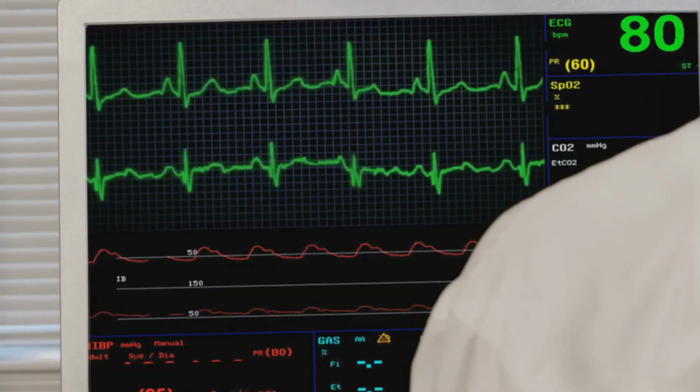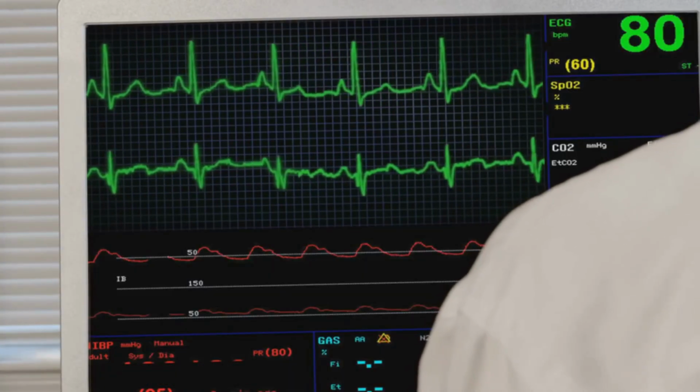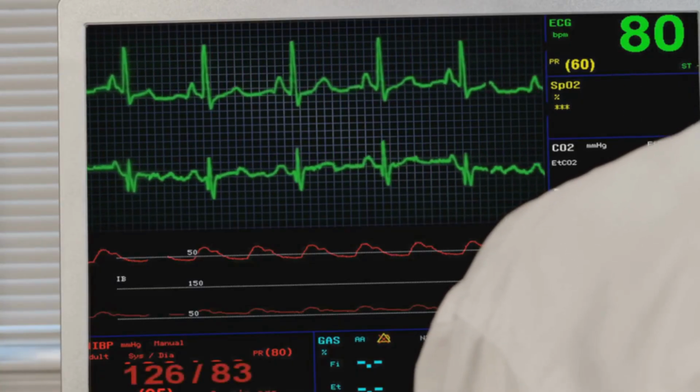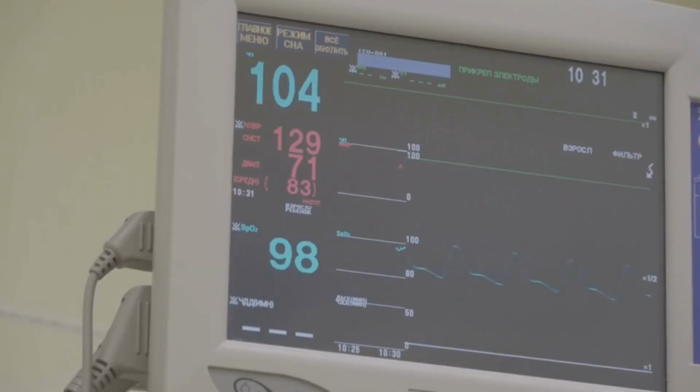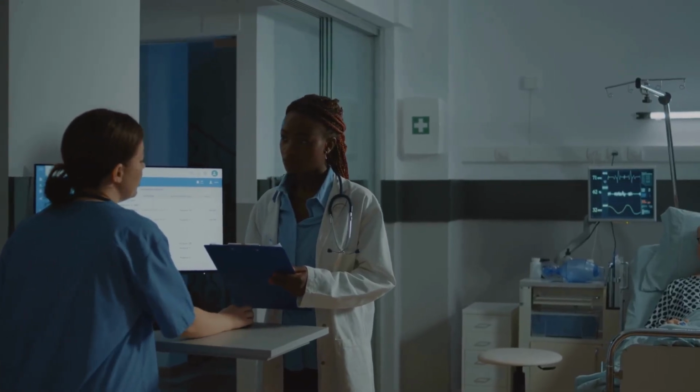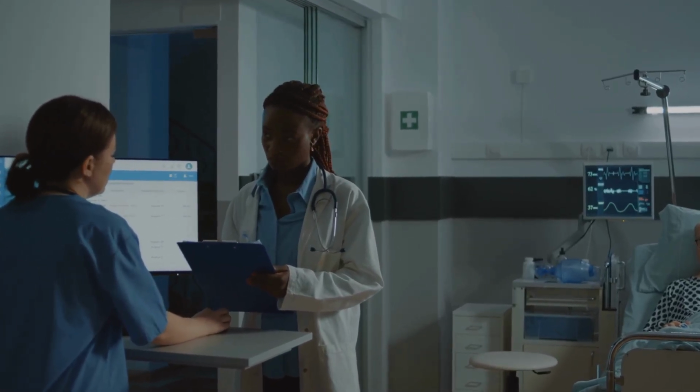The second lens is trend. A single set of vital signs is a snapshot. A trend is a movie. Is the blood pressure slowly drifting down over several hours? Trends help you spot a patient quietly deteriorating. Never look at a number in isolation. Always ask, what was it before?